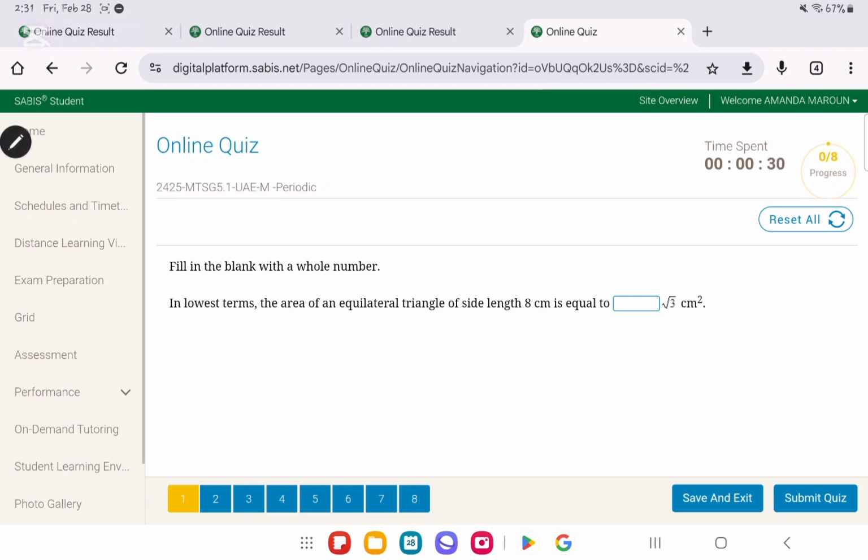An equilateral triangle, what do we know about an equilateral triangle? We know that all of its sides are equal. That means this is 8 centimeters, this is 8 centimeters, and this is also 8 centimeters. Now, another property that can be found in all equilateral triangles is that all of its angles are exactly 60 degrees.